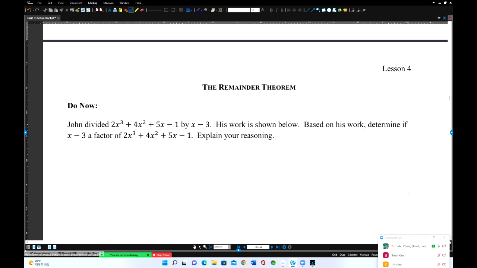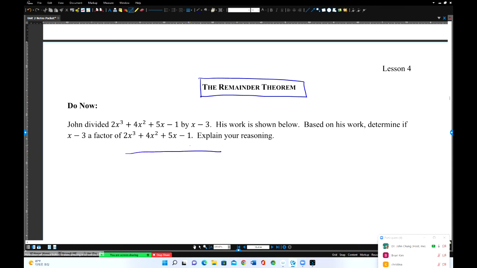The next one is the remainder theorem. This is our second main topic today. What is the remainder theorem? Okay, now divide this one. When you divide this one, 2x cubed plus 4x squared plus 5x minus 1, the divisor is x minus 3.